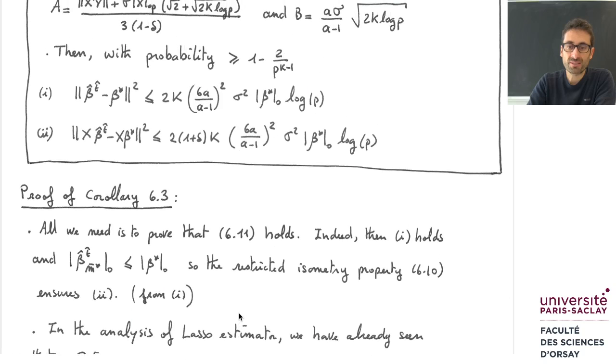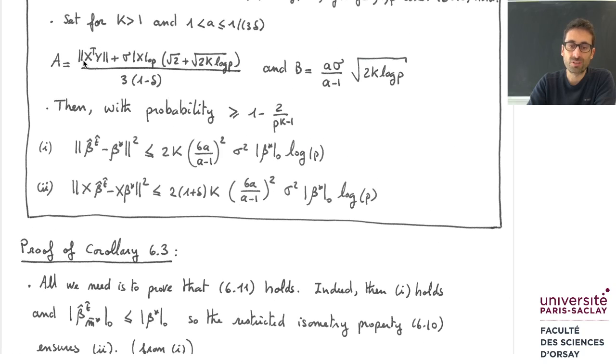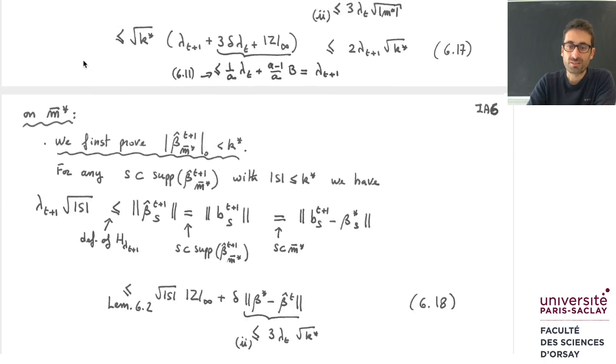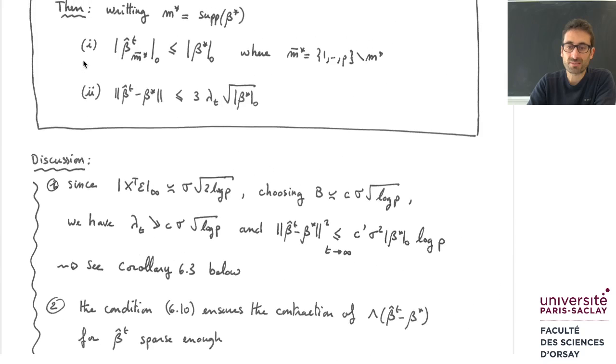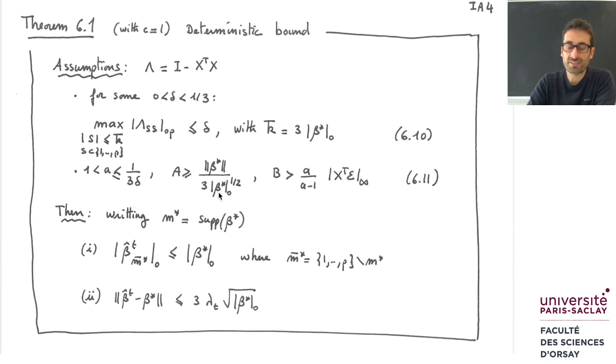So all that remains is to prove the condition relative to capital A. So all we need is to prove that capital A is larger than this quantity. And actually what we will show is that capital A is larger than the norm of beta star divided by 3. Okay, we will not do any refinement to get a better value. We just prove that it is larger than the norm of beta star divided by 3, which is enough.